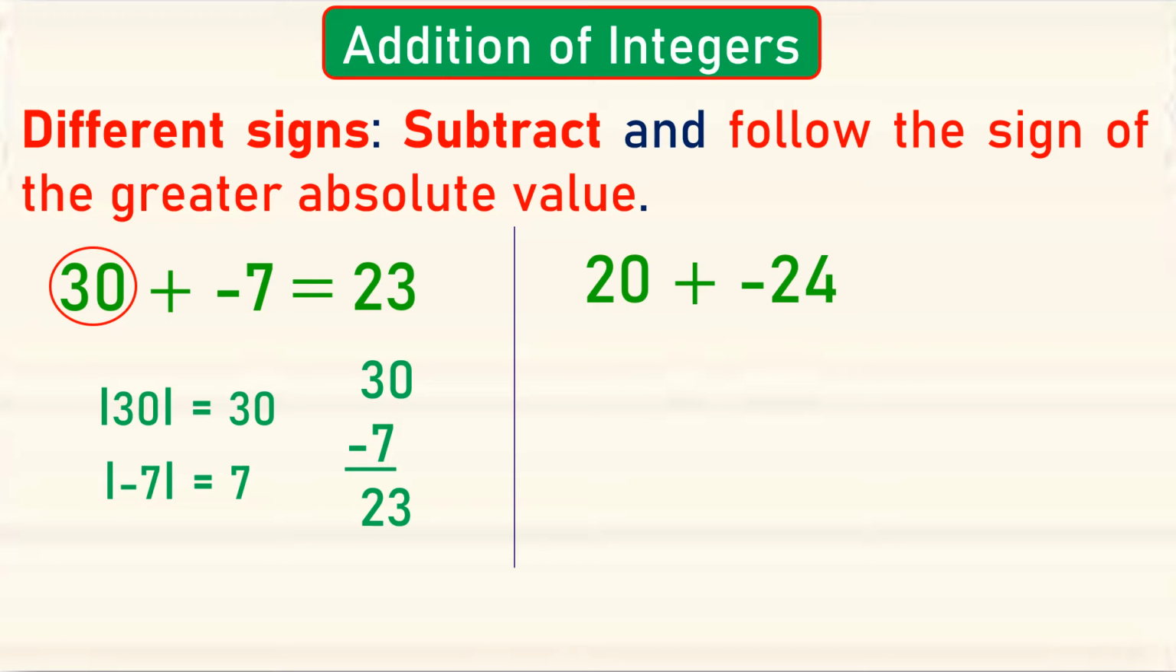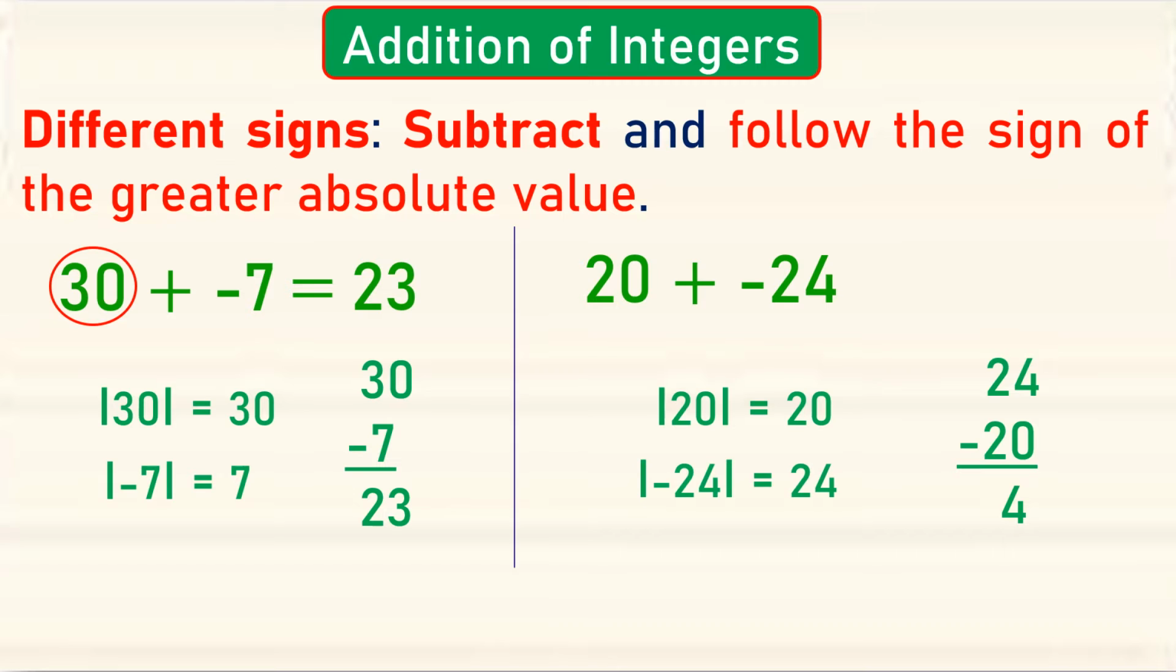Now let us have 20 plus negative 24. In here, we are going to subtract 24 minus 20, which is equal to 4, and then compare the absolute value of 20 and the absolute value of negative 24. Since the absolute value of negative 24 is greater than the absolute value of 20, we are going to follow the negative sign, so the answer is negative 4.